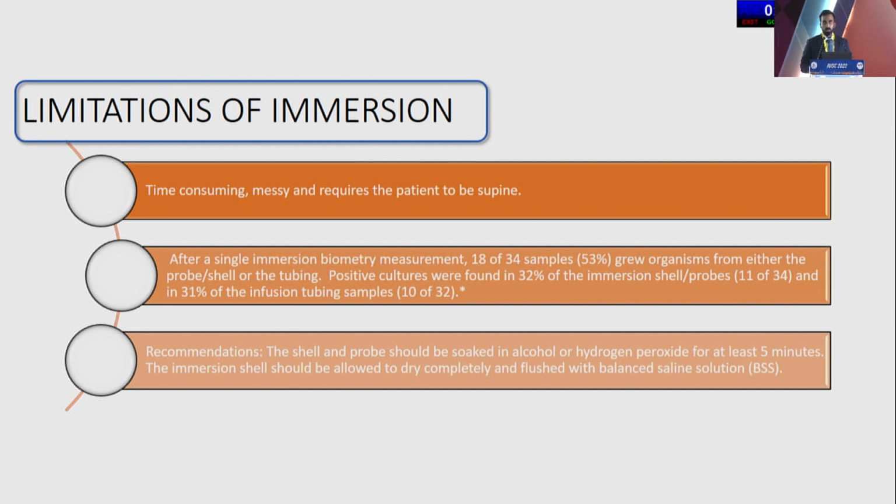So what we do to counteract this is, after doing our measurements, we have to soak the immersion tube and the probe in hydrogen peroxide and alcohol for at least 5 minutes. And it should be allowed to completely dry and should be flushed with balanced salt solution.